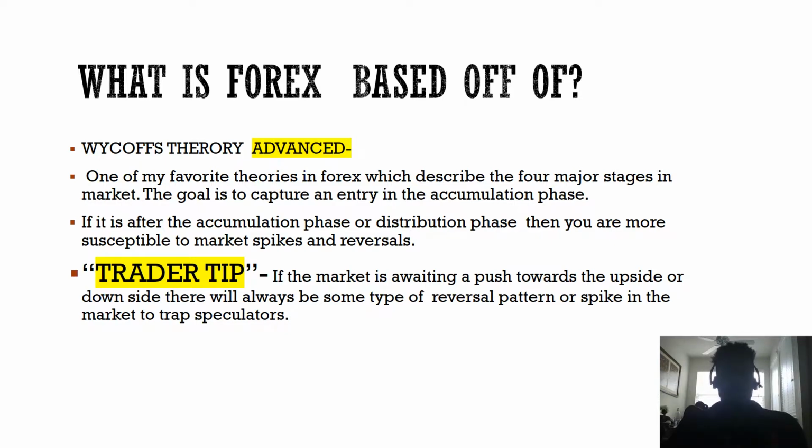So, trader tip, I always write this down for a lot of people that are new. If the market is setting up for a push towards the upside or the downside, there will always be some type of reversal pattern, spike, or market movement to trap speculators before marking up or marking down. Okay?